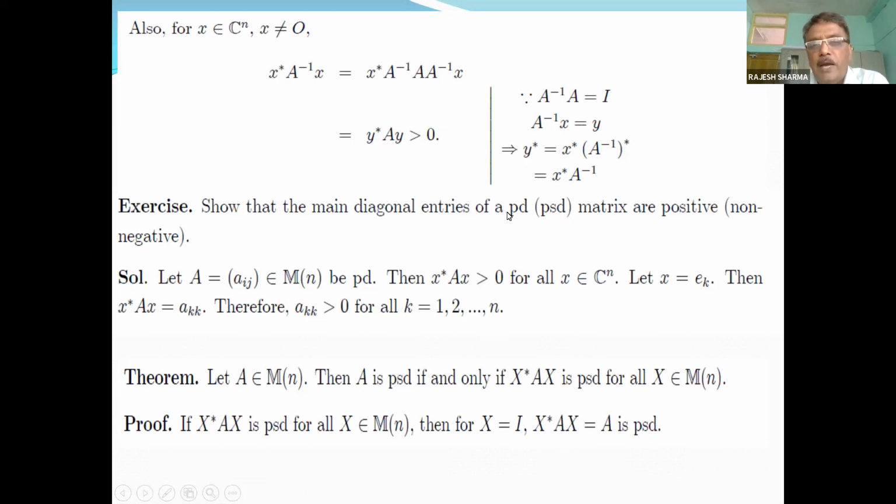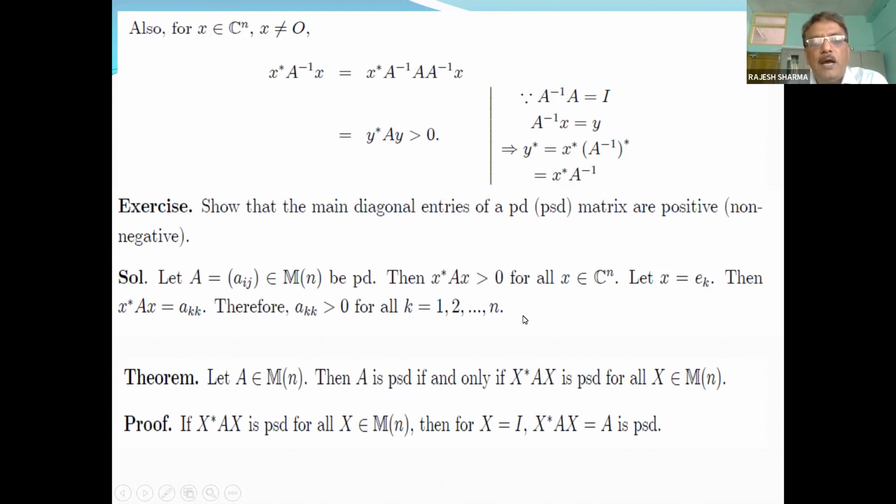Show that the main diagonal entries, this is a simple exercise. The main diagonal entries of a positive definite matrix are positive. And if it is positive semi-definite, then we can say that the diagonal entries are non-negative. x star Ax is strictly greater than 0. We take x to be the column vector with 1 at the kth position and all other entries 0. Then x star Ax is equal to Akk. Therefore, Akk is greater than 0 when A is positive definite, and it is true for all k from 1 up to n.